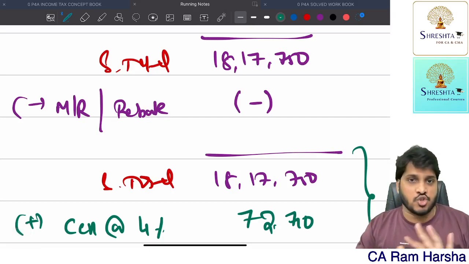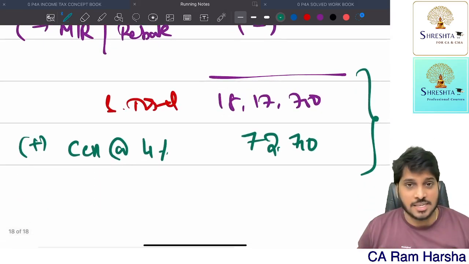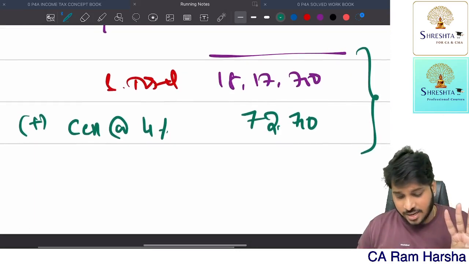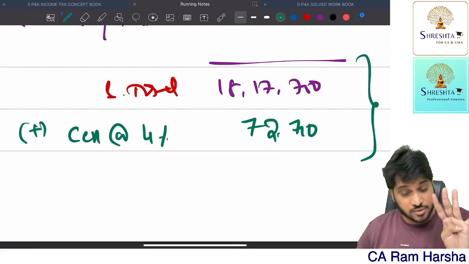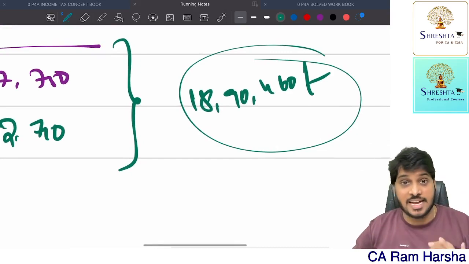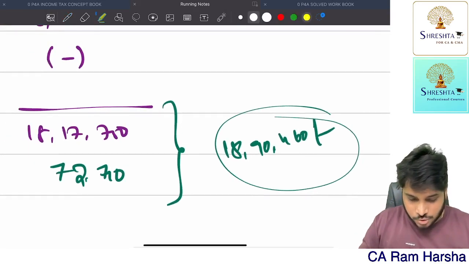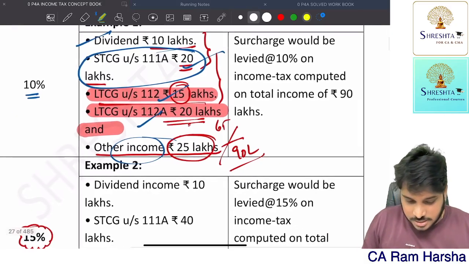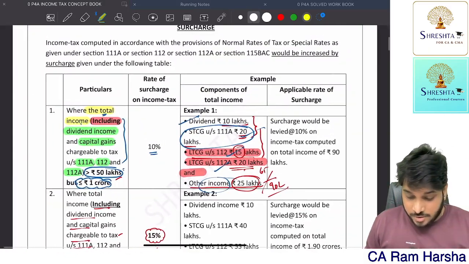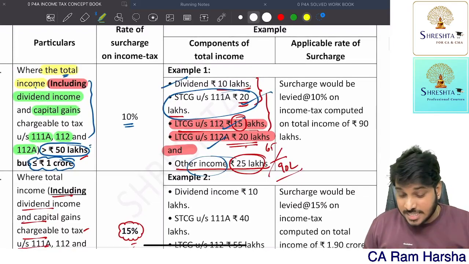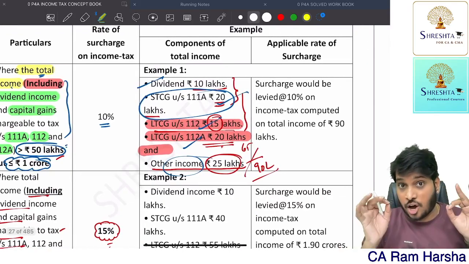In this case, it is not, so 0. So that is the subtotal again. For that, add cess, health and education cess at 4%. So what is the total tax liability? 18,90,460. So the answer is, remember, we are computing all these cases assuming that they are normal citizens.